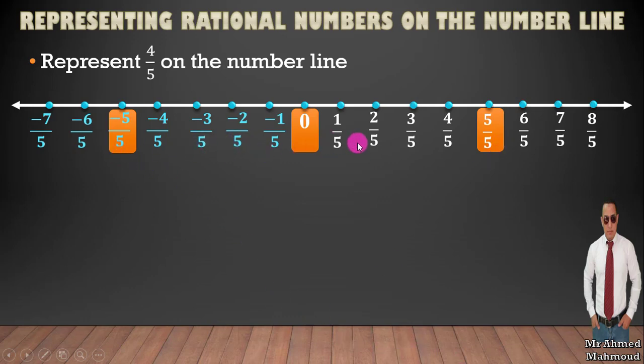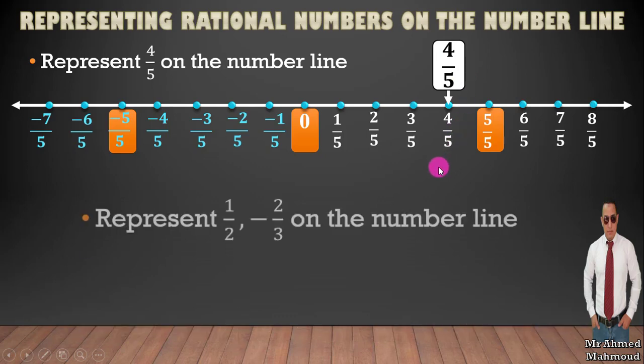Between them we have the fractions. So all the numbers here are rational, but 0, 5 over 5 and negative 5 over 5 are rational and integers. Where is the number that we need to represent? 4 over 5. 4 over 5 is represented here, so I'm going to put a balloon above the number. This is the representation of 4 over 5 on the number line.